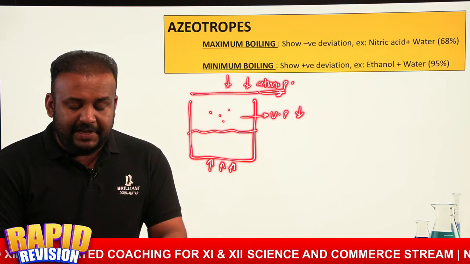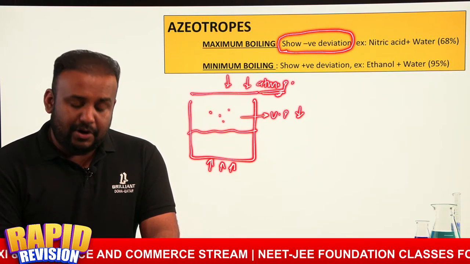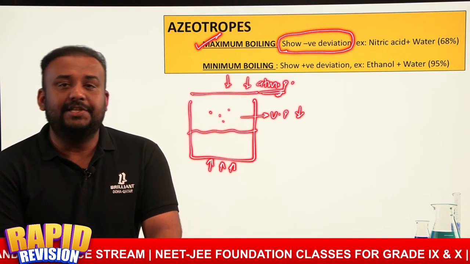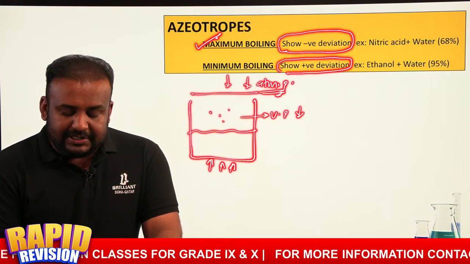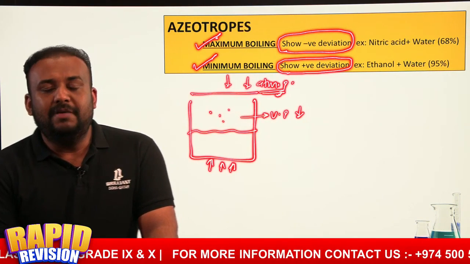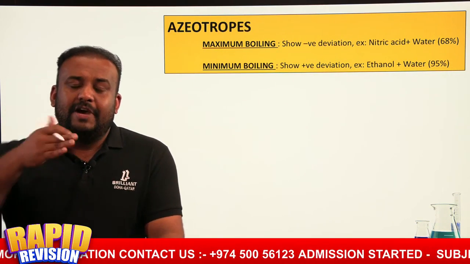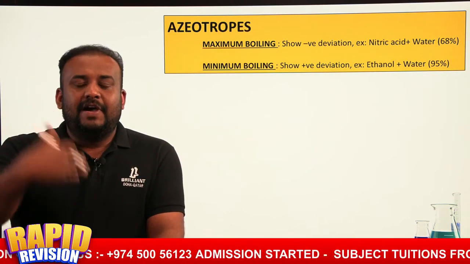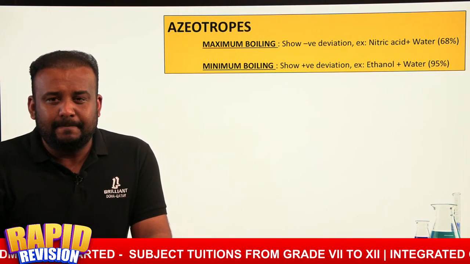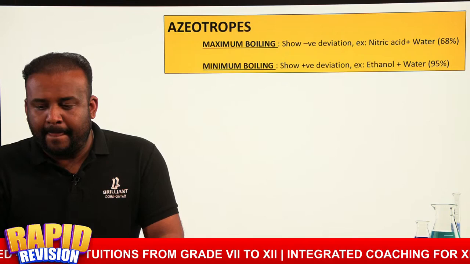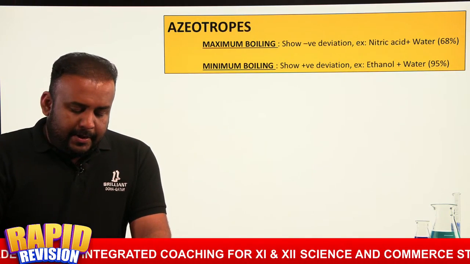So that's why we say that those solutions which show negative deviation are called maximum boiling azeotropes. And then we have solutions which show positive deviation, which are minimum boiling azeotropes. So I believe everybody understood why it is called maximum boiling, and why the other one is called minimum boiling. Is that clear to everyone? Right.